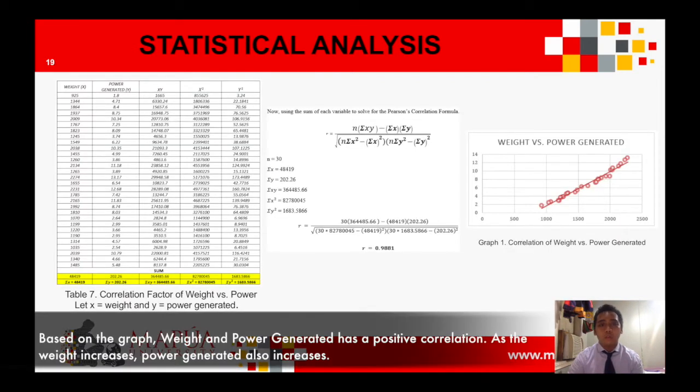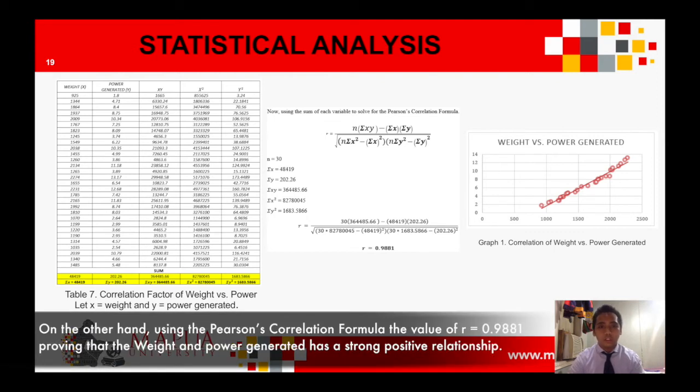Based on the graph, weight and power generated have a positive correlation. As the weight increases, power generated also increases. On the other hand, using Pearson's correlation formula, the value of R is equal to 0.9881, proving that the weight and power generated have a strong positive relationship.